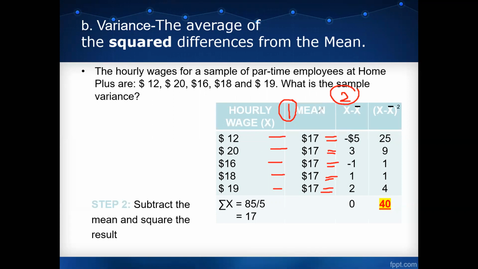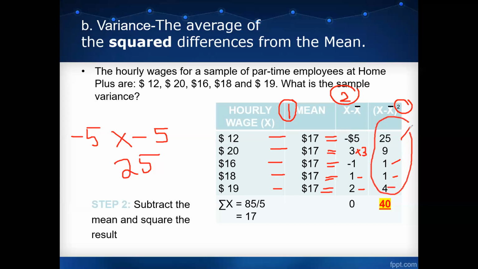But it is not yet done. We have to square. -5 times -5, negative times negative is positive 25. Then 3 times 3, that is squared, 9. -1 times -1 is 1. 1 times 1 is 1. 2 times 2 is 4. And if we add all of them, 25 plus 9 plus 1 plus 1 plus 4, now the sum is 40. So this is the average of the squared differences from the mean. That is the variance.